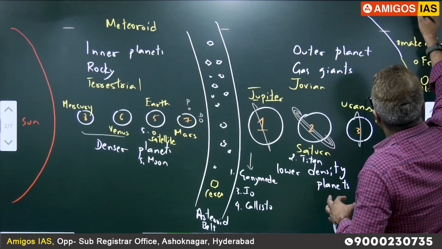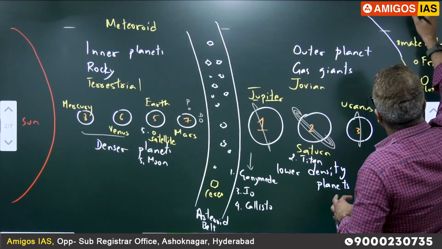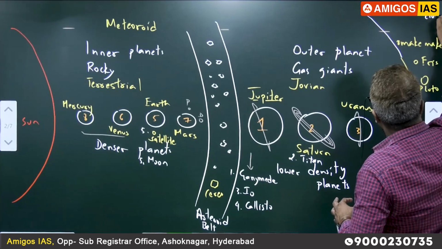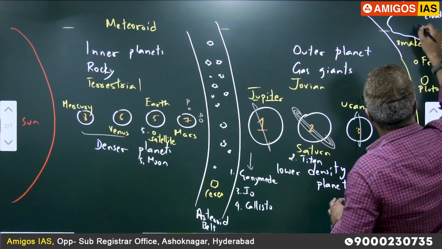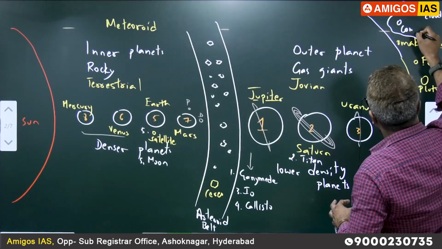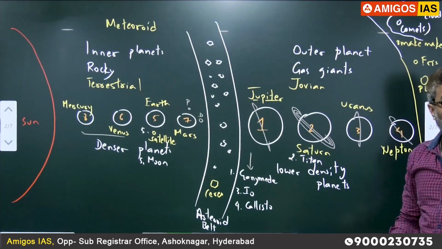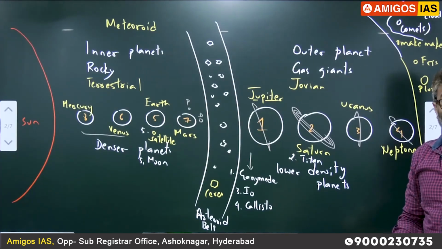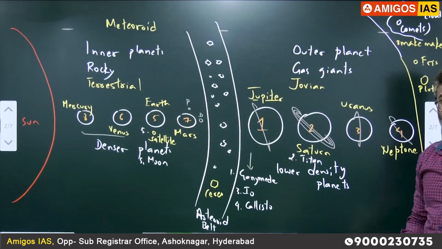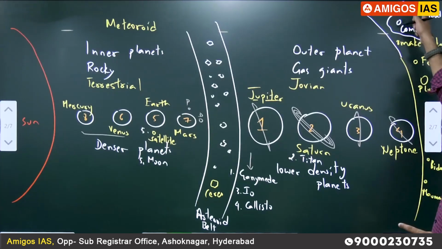There is a cloud called the Oort cloud, O-O-R-T. Inside this Oort cloud we have comets. This is the home of comets. Comets are what? Frozen objects. They are frozen gas, dust, minerals. They are found in the Oort cloud.